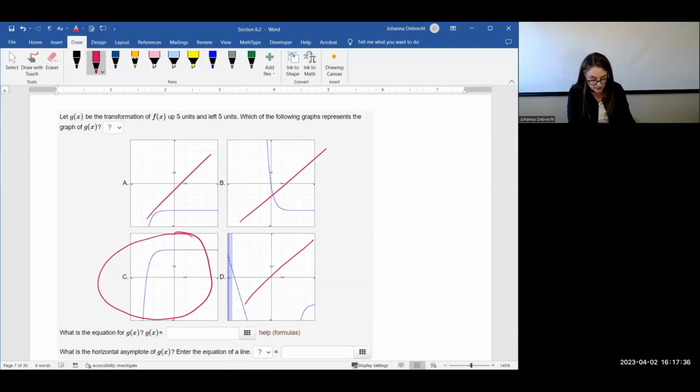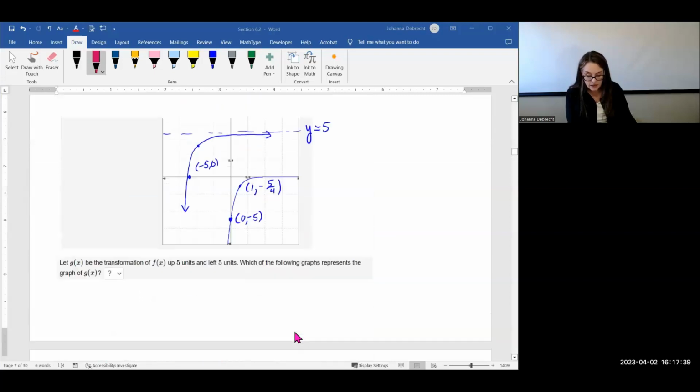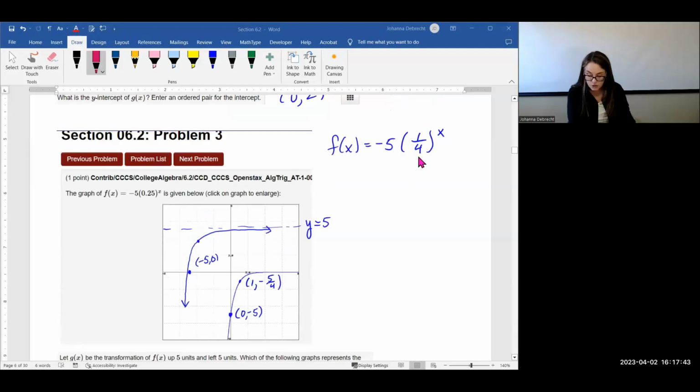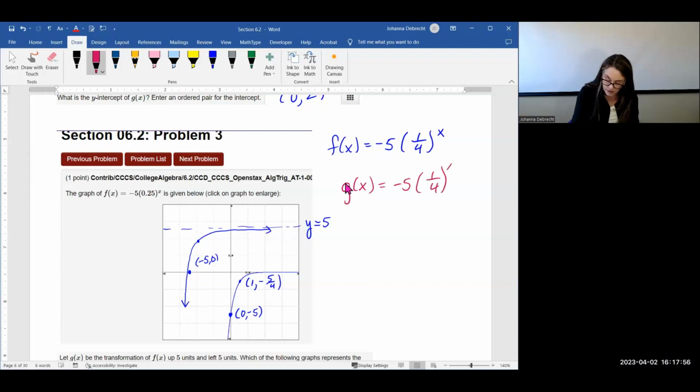Now we need to write the equation for g of x. What we're doing is taking this graph right here, which you can also write like this. We can say that g of x got shifted up by 5. And they're probably going to ask exactly what the y-intercept is.